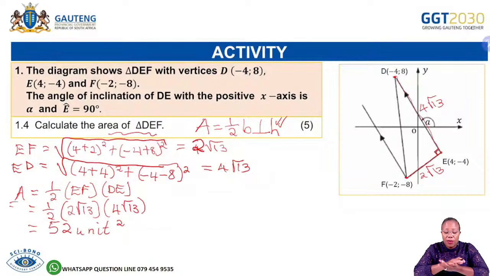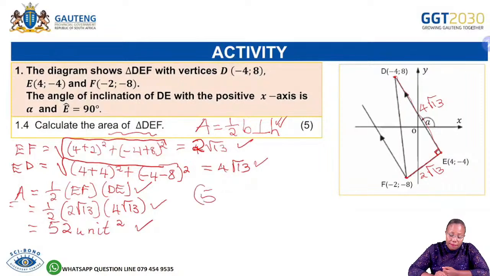And then this is allocated 5 marks. The first mark will be for the first distance there, and then second for the second distance, and then third it will be for the correct formula of the area of a triangle, and then the correct substitution into the correct formula, and then finally it will be for your answer, grade 12.